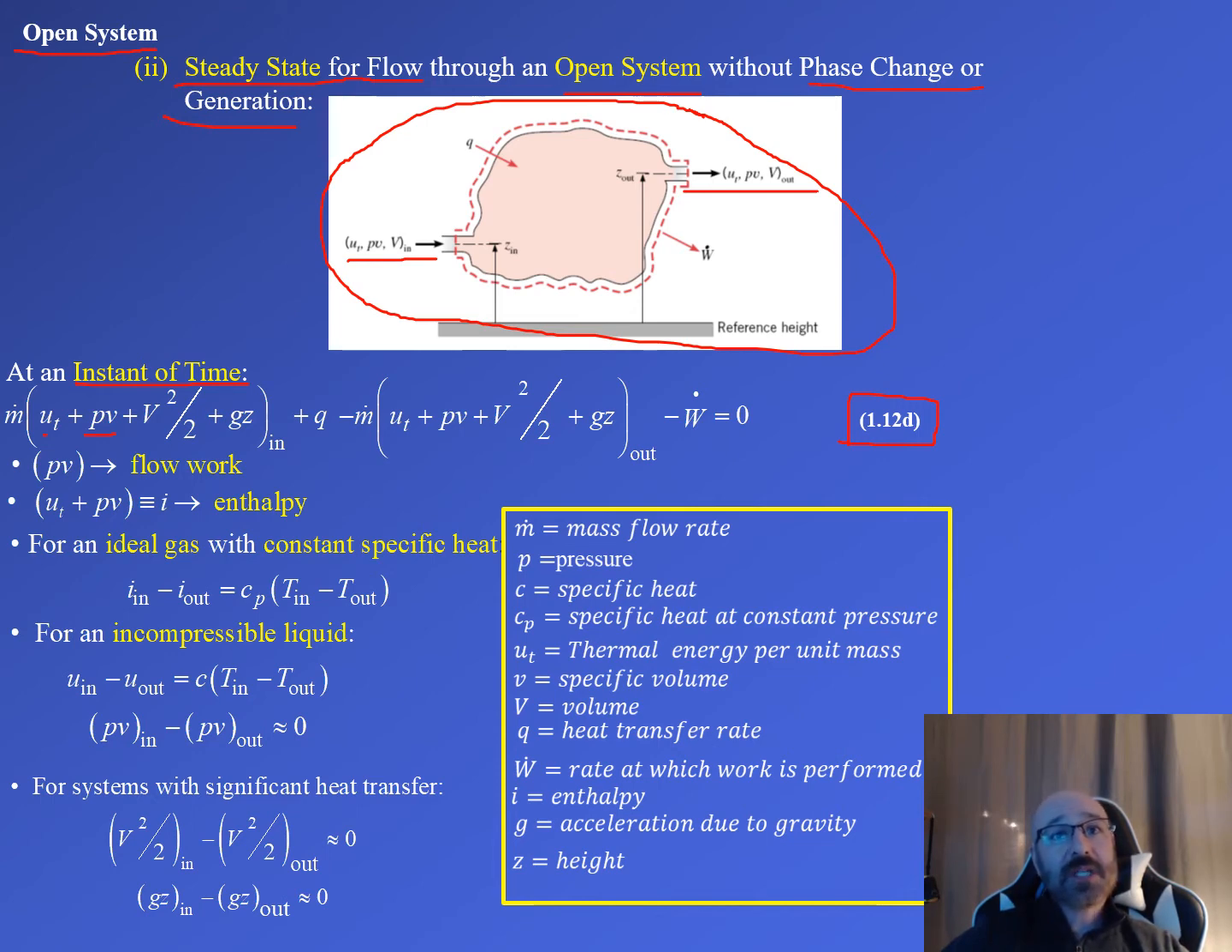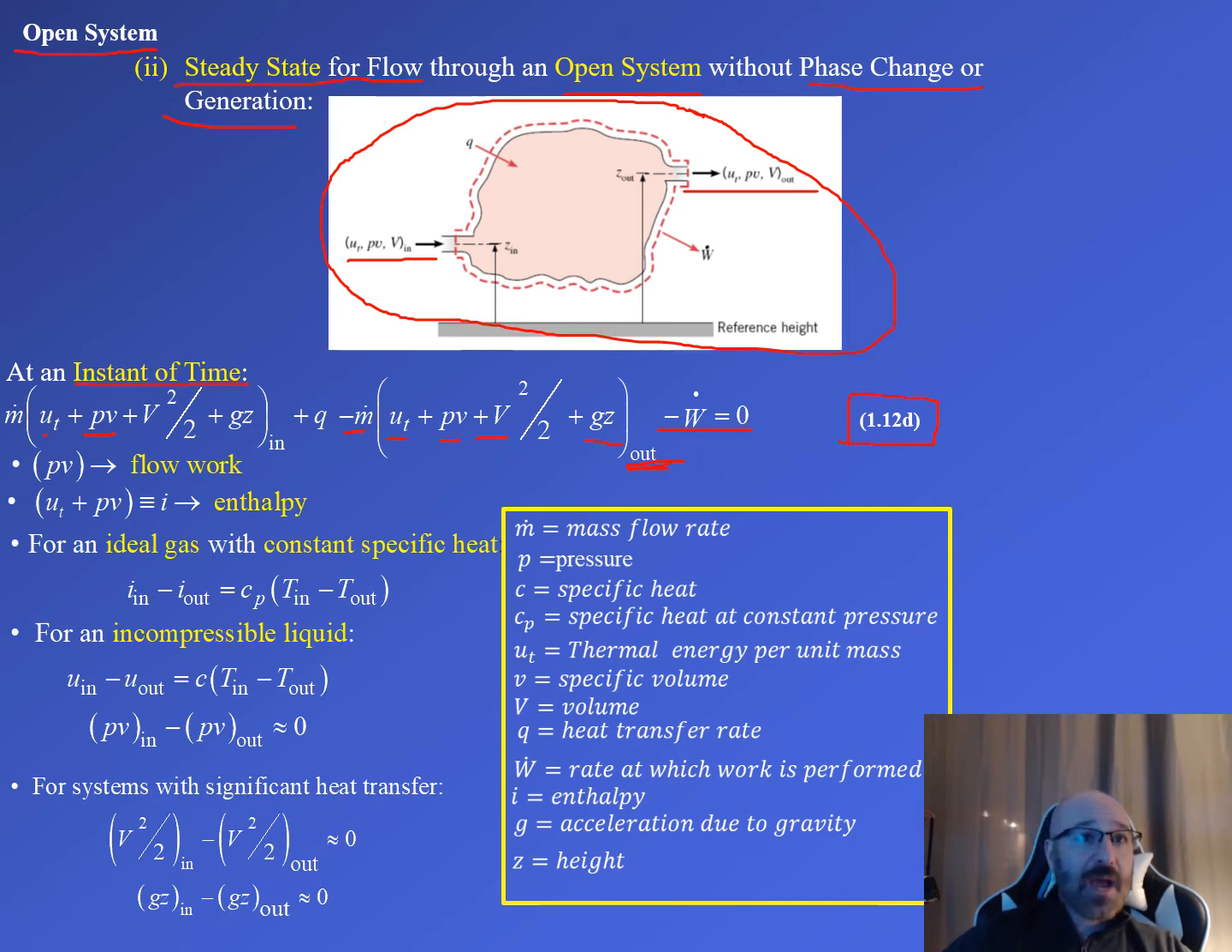Now this is going to be plus again, now our Q over here, or our heat transfer rate, minus that same m dot, our mass flow rate right there, times again that same u of t, which is our thermal energy per unit mass, plus again that same PV, plus our V squared over 2, plus gz there. This is our out there for this section here. And this is all going to be minus our W dot is equal to 0. W dot is the rate at which work is performed right there.